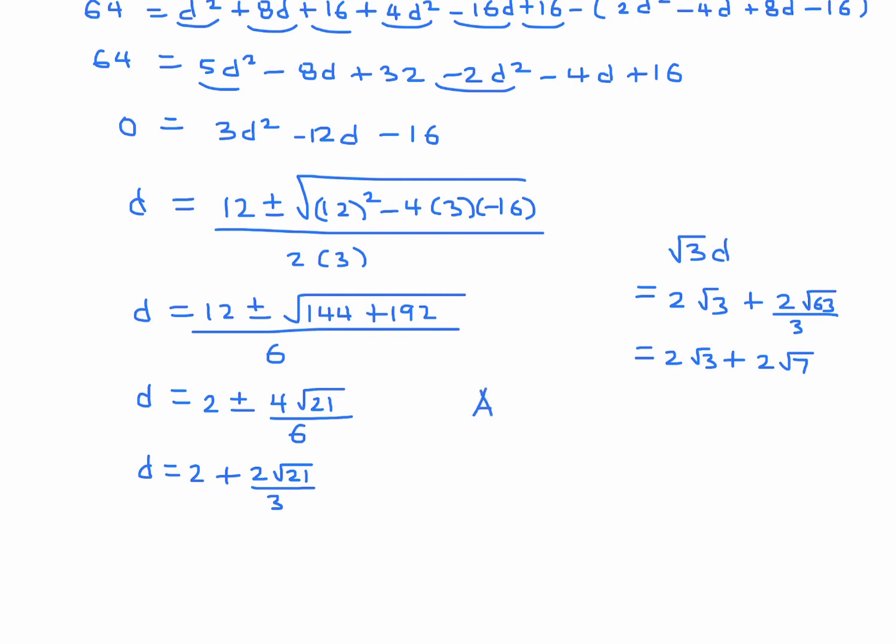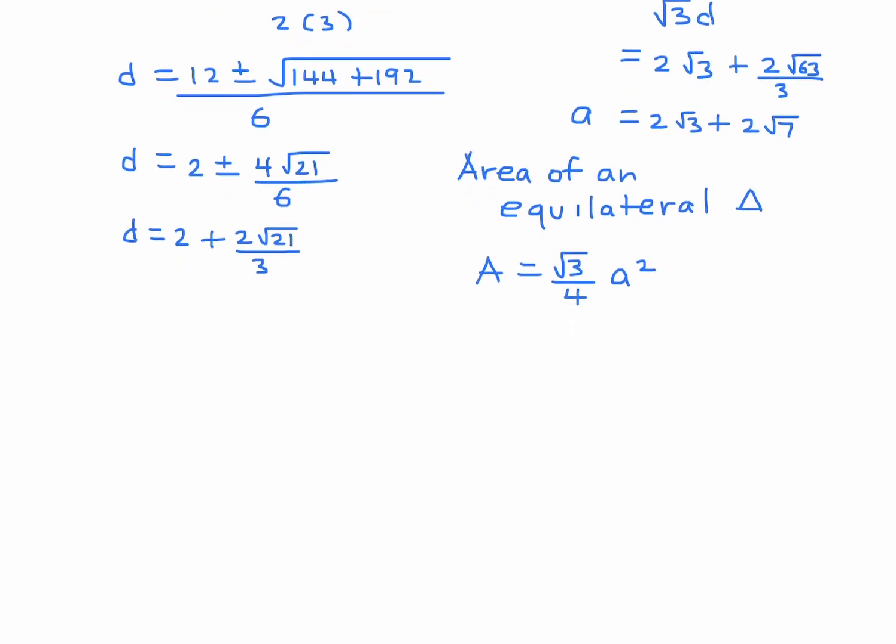Now, I hope you remember the area of an equilateral triangle. There's a formula for that. It is very beneficial to know that because it saves a lot of time. And that is that the area would be root 3 over 4 times a squared, where a is the side length. And this is our a. So use that formula. A would be root 3 over 4 times (2 root 3 plus 2 root 7) all squared.